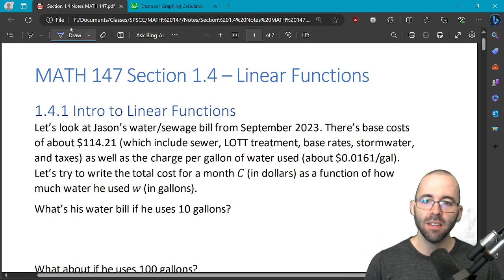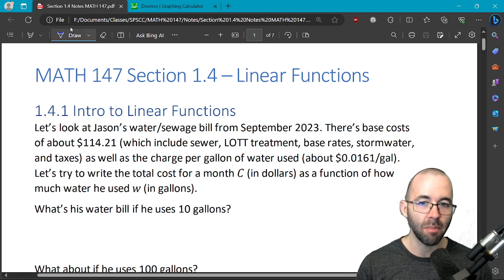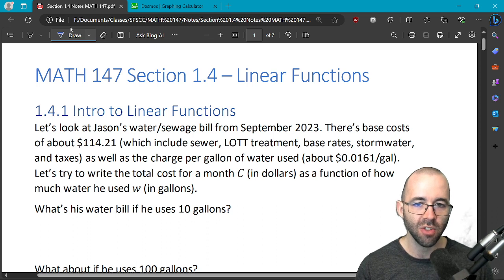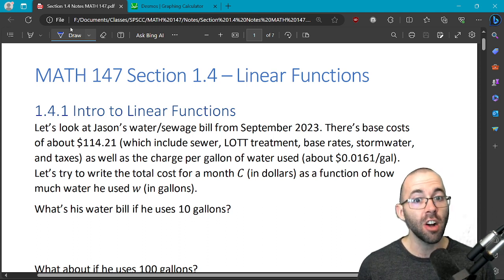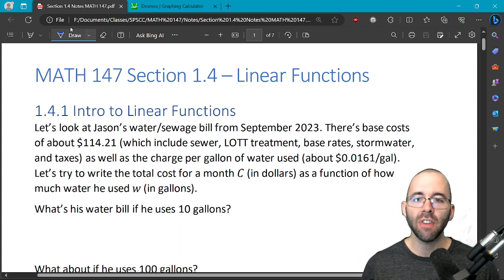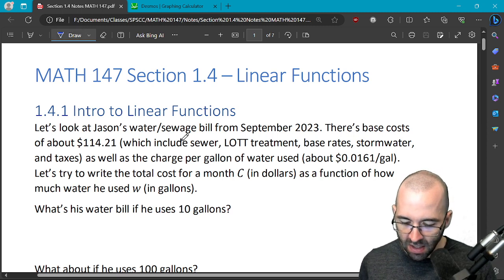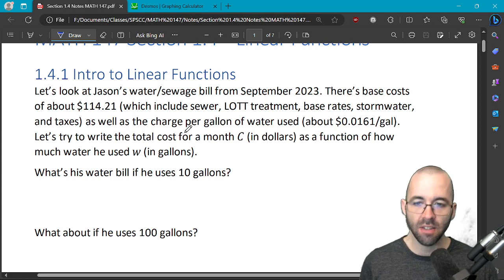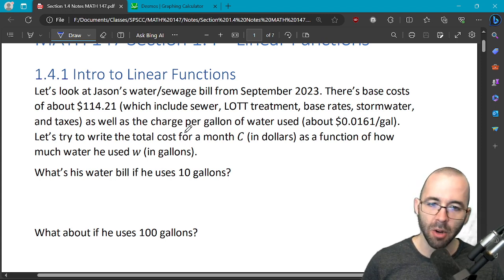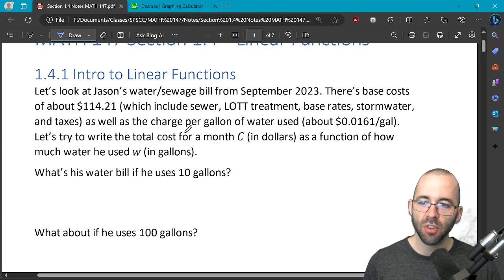So we're going to try to write the total cost for a month in my water and sewage. We'll call that C. We'll measure C in dollars. And we're going to write that as a function of how much water I used, W, in gallons. So before we jump straight to writing this as a function, which you may or may not be able to do, let's just answer a few questions.